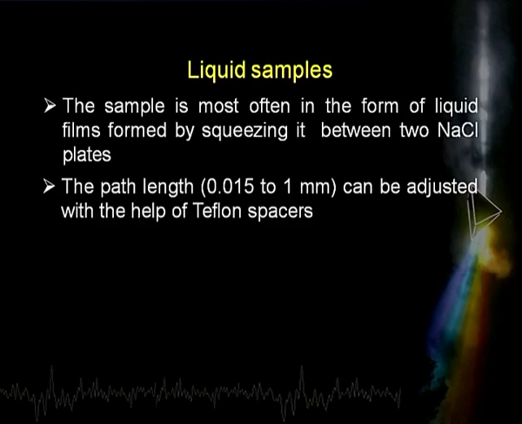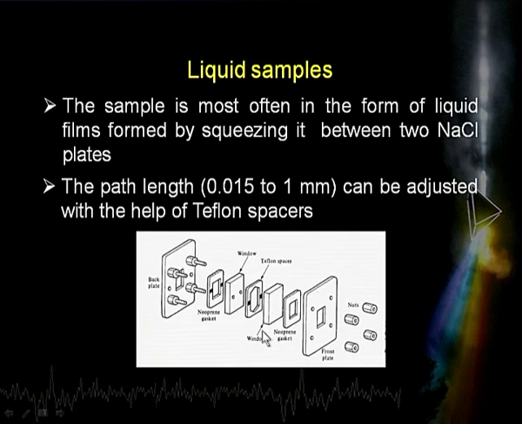Then we make measurements, and there are ways of adjusting the path length. Since we are making a very thin film, it could be maybe 0.015 millimeter, or you can have larger films, and for that we use the assembly I was referring to. We have plates, we put the material here, and then we can use spacers in between to increase the path length. Finally the whole thing is put together with clamps and screws, and that assembly is put into the beam path. That is with respect to the liquid samples.